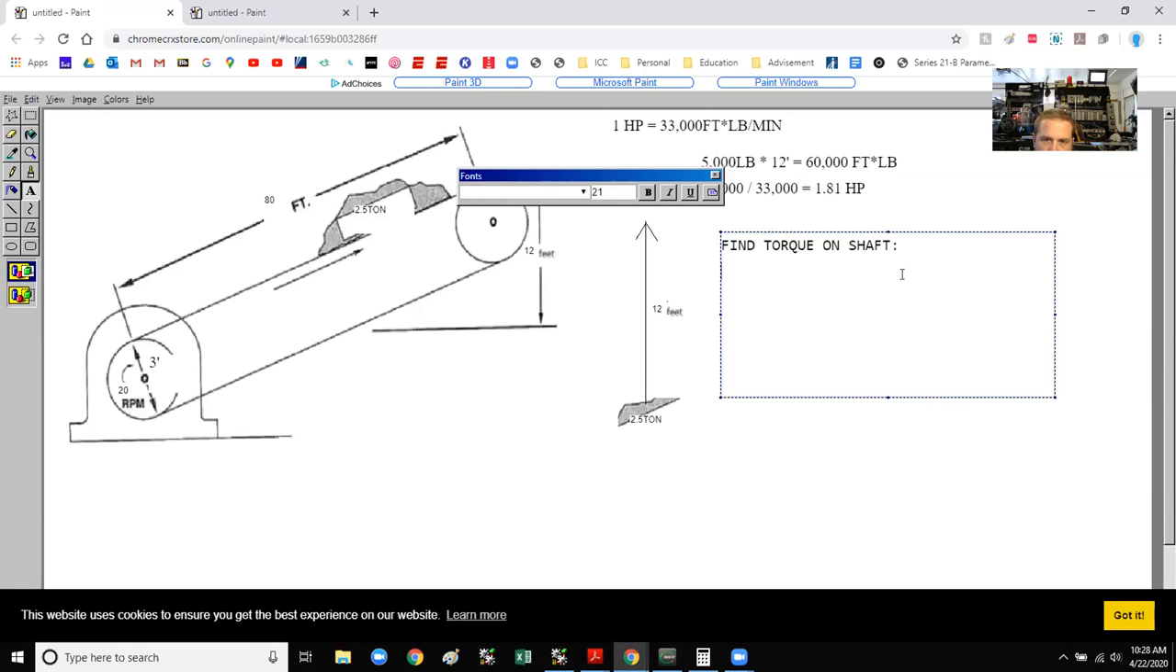Since it's force times distance. Okay. Torque equals force times distance. What is our force? The 60,000 foot-pounds. Or, wait, no. Just the 5,000 pounds. We're only taking that same weight, 5,000 pounds, and however far away from the shaft.